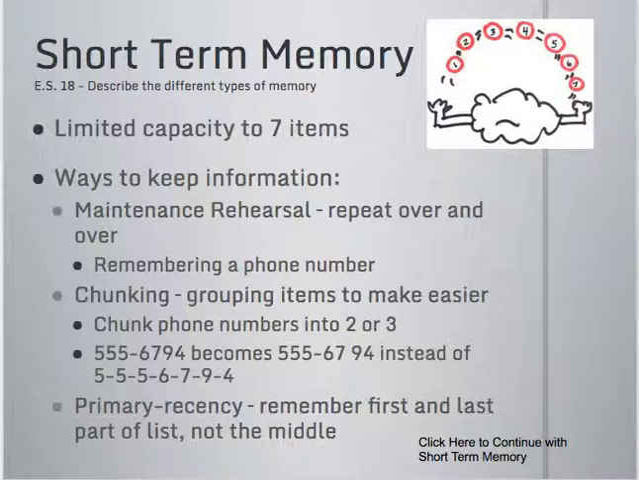Another common and easy effective way is chunking it, so grouping items to make it easier. You chunk your phone numbers into groups of 2 or 3. And many of you do this. If somebody asks for your phone number, you might give them 1345 instead of 1345. So here's an example of 555-6794 could become 555-6794 instead of 555-6794.